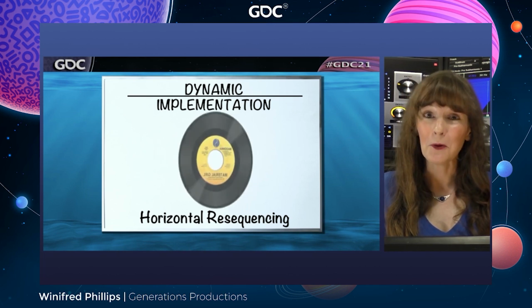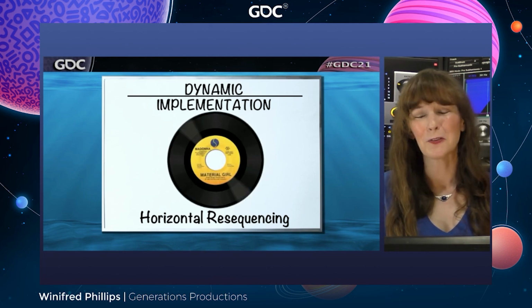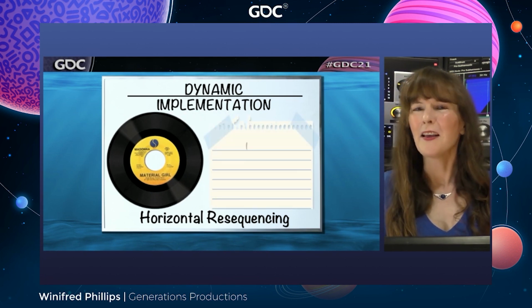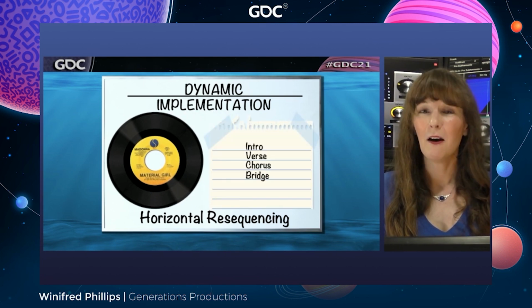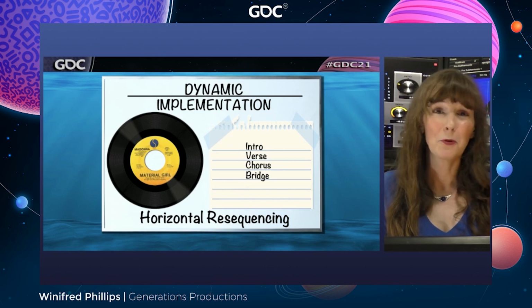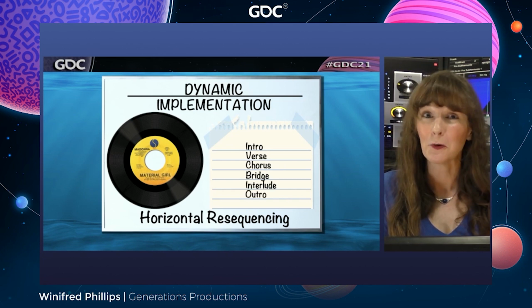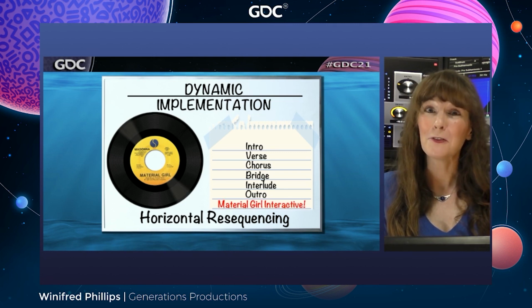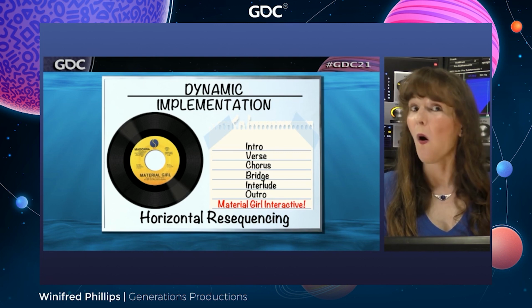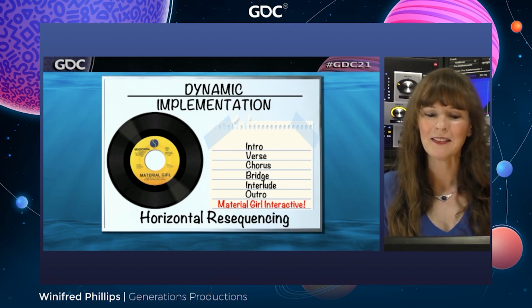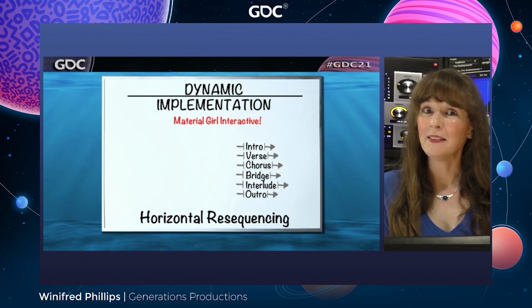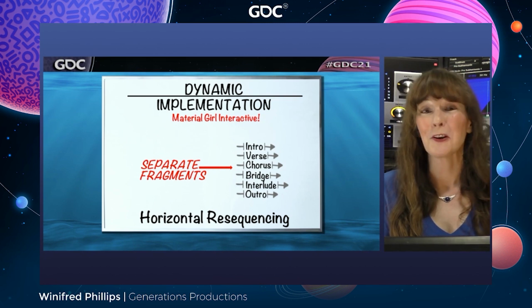Material Girl is broken into segments according to its song structure, which is actually a pretty straightforward approach. Songs typically have an intro, a verse, a chorus, a bridge, maybe an interlude towards the end, and an outro. Now for this interactive version of Material Girl, we get all of these song structure components implemented as segments in a horizontal resequencing system. They're all separate fragments that are activated with their own trigger points.